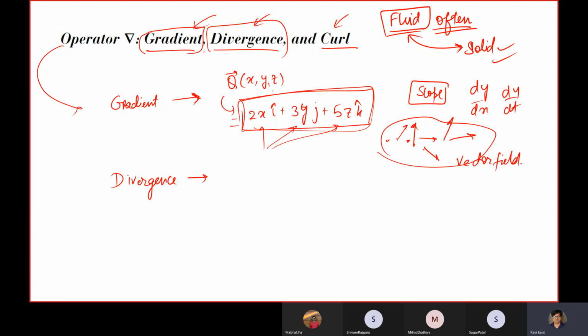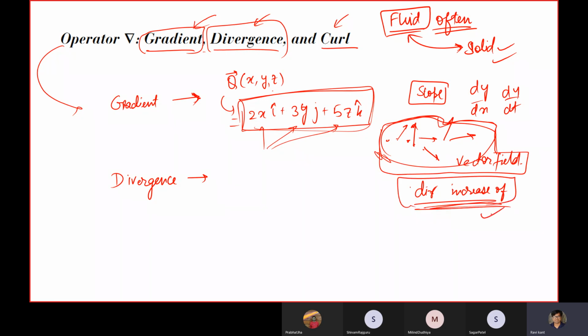Now this vector field, we want to know in which direction there is an increase of this vector, in which direction it is increased maximum or decreased maximum, in some sense. So that is kind of analogous to how you take out slopes in the scalar field. So in a vector field we usually take gradients.